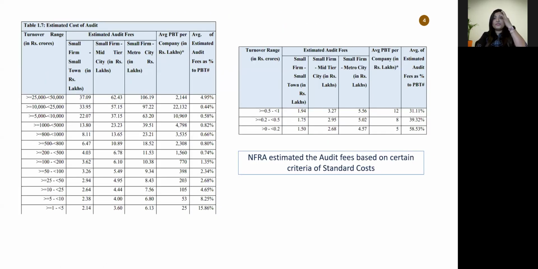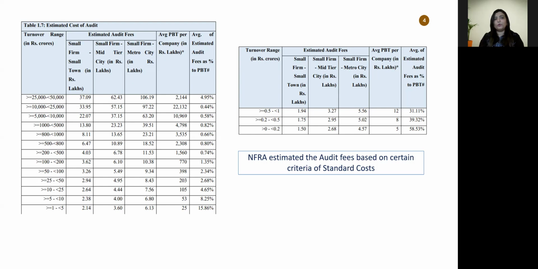Now, NFRA also, interestingly, did a fee estimation on what should be the fees. They had worked out a certain basis based on the number of man hours and the charge out rate that should be there, and then translated that into the fees that should be. They say even if it's a 20 lakh turnover company, the audit fee based on their estimate of time has to be 1.5 lakhs in a small town and 4.57 lakhs in a metro city. That's just for a small firm. So it's very interesting.